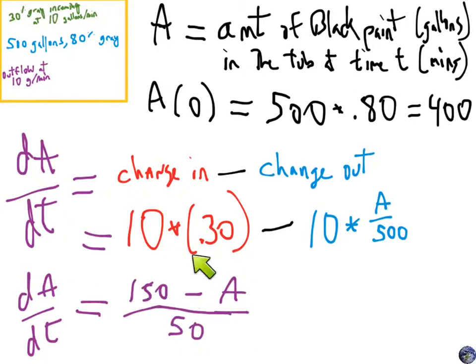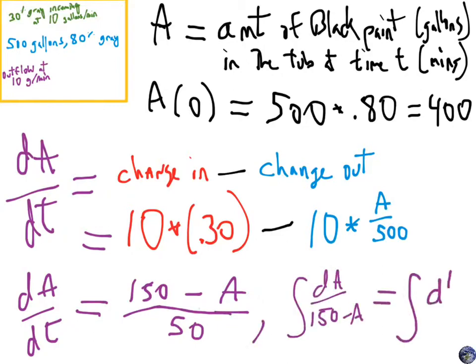Now look at this. This is a separable differential equation, which is exactly what we learned how to solve before spring break. Let's go ahead. We need to put all the A's on one side and all the T's on the other side. Of course, there are no T's, so that makes it kind of simple. We divide this out on the other side and multiply the dt over. So what we get is the integral of dA over 150 minus A is equal to the integral of dt over 50. And now what you have to do is do calculus to figure out what that is.